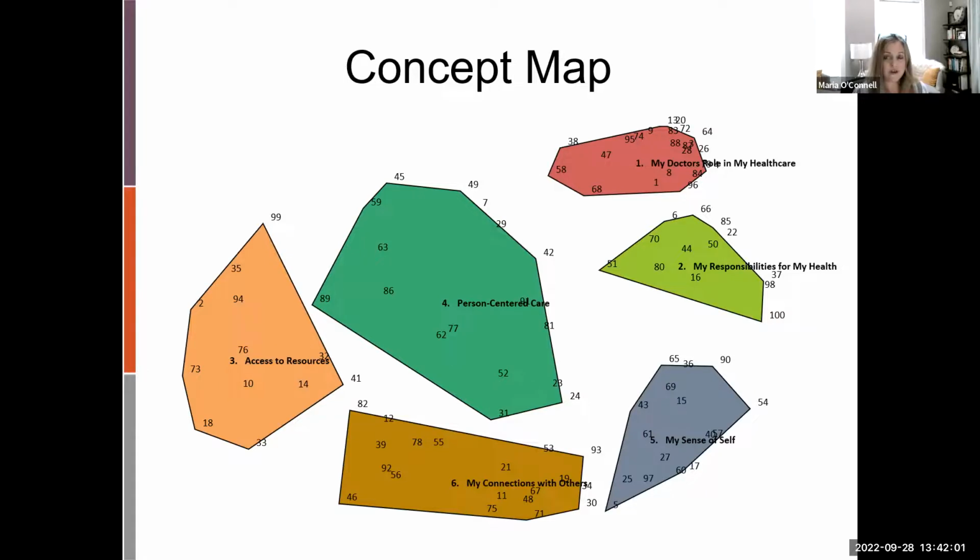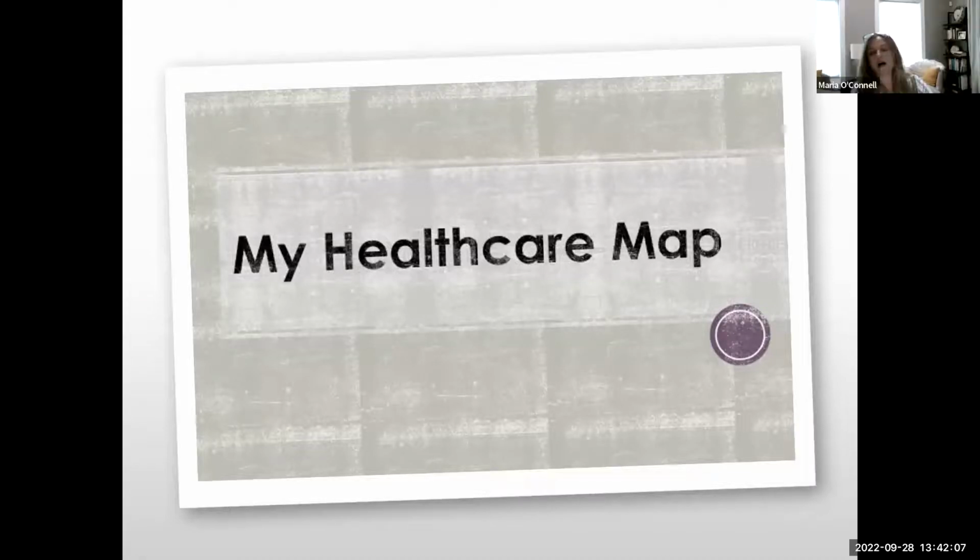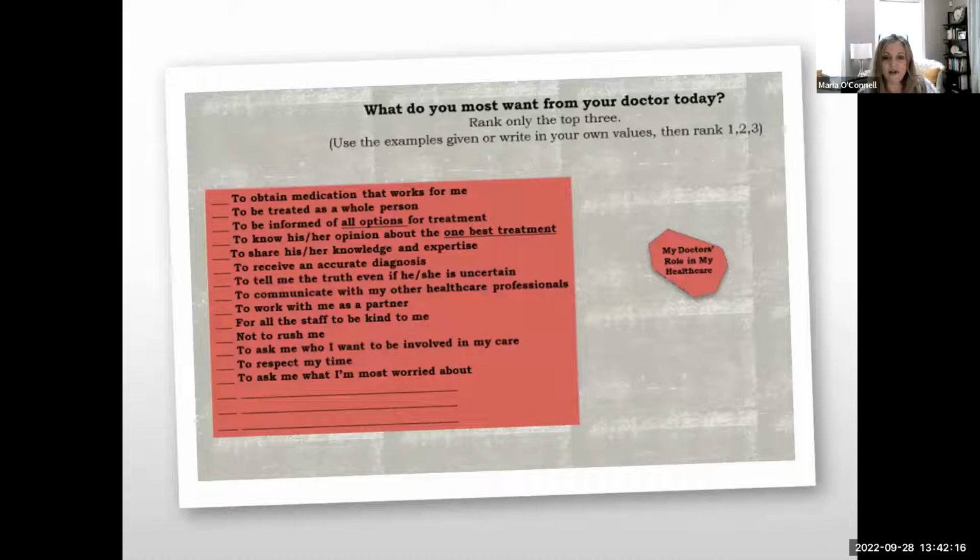Let me share with you the tool that emerged from this. Yeah, that'd be great. Yep. And then I think we'll have time for just one little breakout or exercise. So this is called My Healthcare Map. And each one of these slides shows one of the clusters from the concept map. These statements are the statements that were sorted into that cluster.